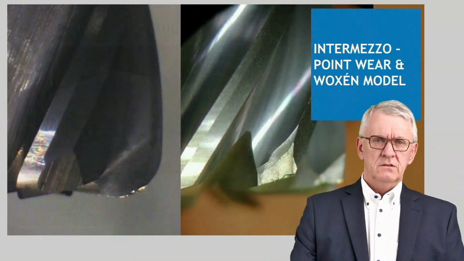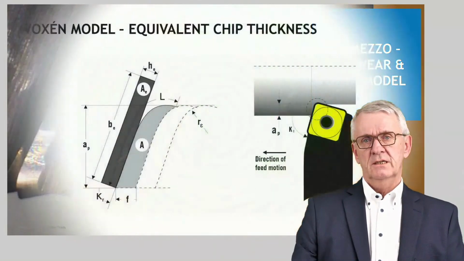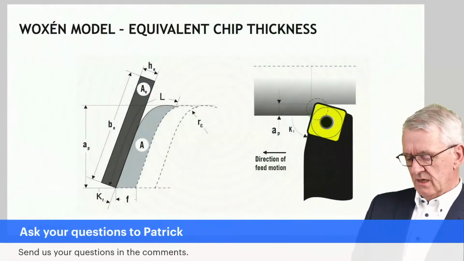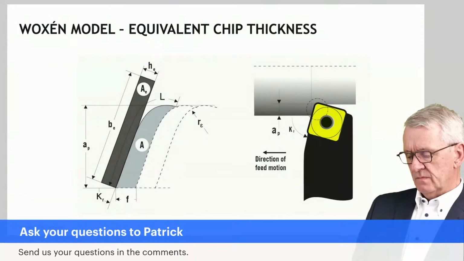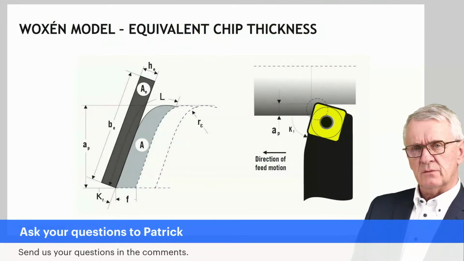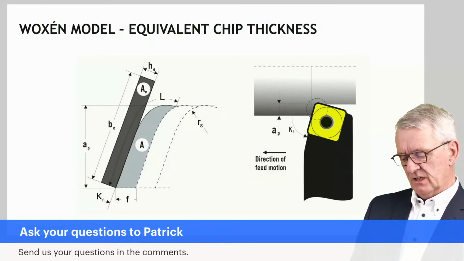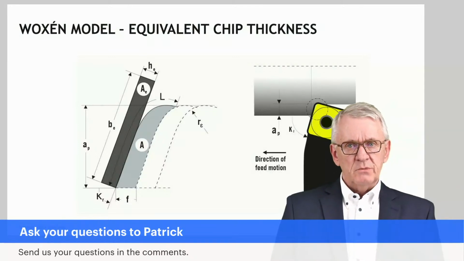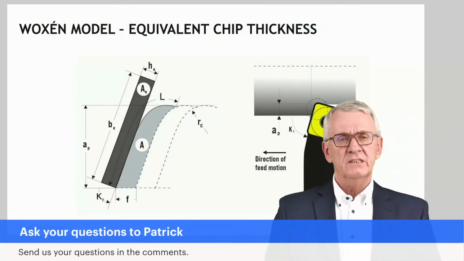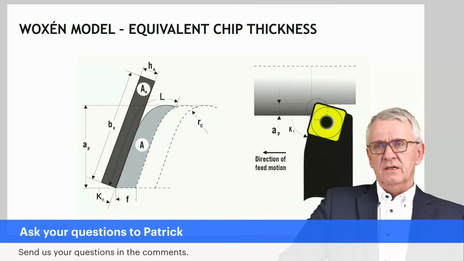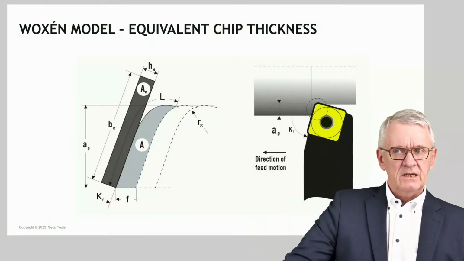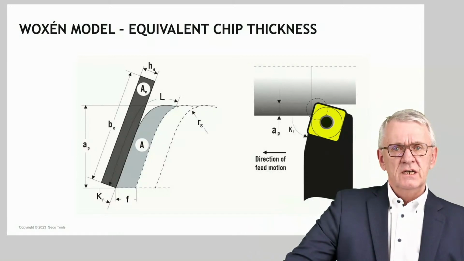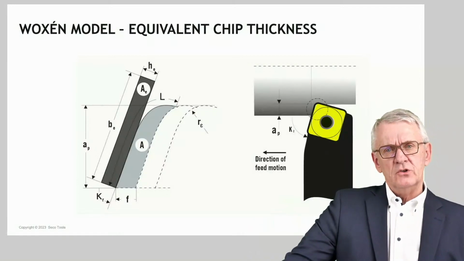And why is that? Because there must be a reason for that. And in that respect, I would like to draw your attention to a Swedish gentleman who wasn't thinking about solid carbide milling cutters, but afterwards it seemed that what he developed as a concept was the explanation why solid carbide milling cutters always wear out first at the point. It's called the Woxén model. Woxén was a Swedish professor, and he was thinking about how cutting edges actually function, and that also the point is cutting.